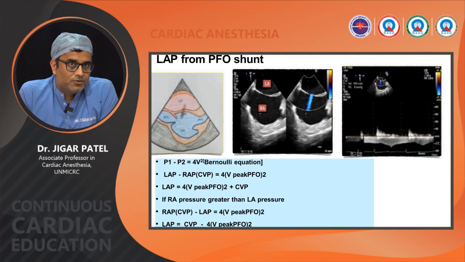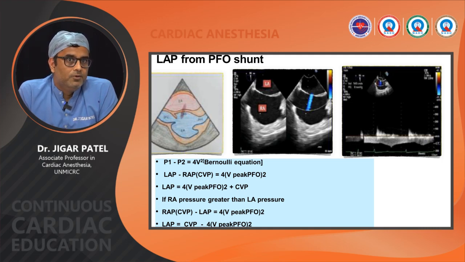You can also get LA pressure if there is a PFO. You can measure the gradient across the PFO by applying the Bernoulli equation. If LA pressure is higher, you subtract it from the RA pressure, and if RA pressure is higher, then you have to do it the opposite way.